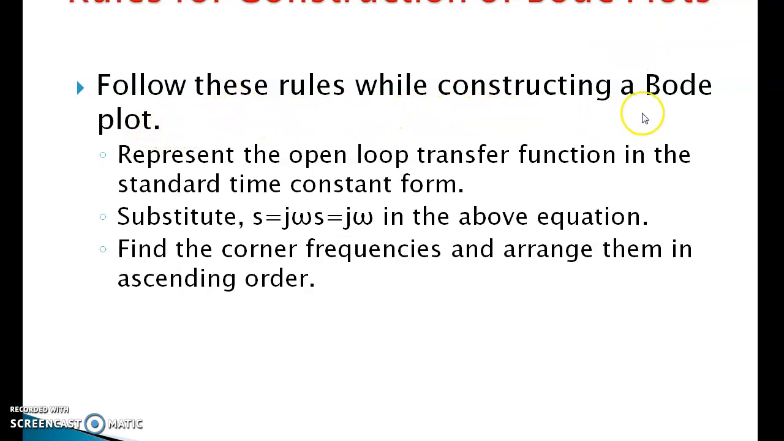Next, rules for construction of Bode plots. Follow these rules while constructing a Bode plot. Rule number 1, represent the open loop transfer function in the standard time constant form. Rule number 2, substitute s is equal to j omega in the above equations. Find the corner frequencies and arrange them in ascending order.